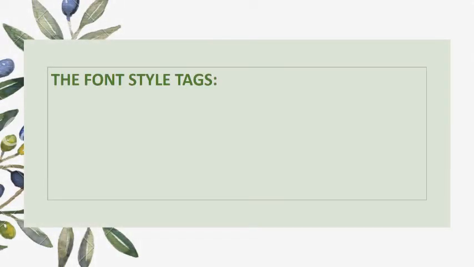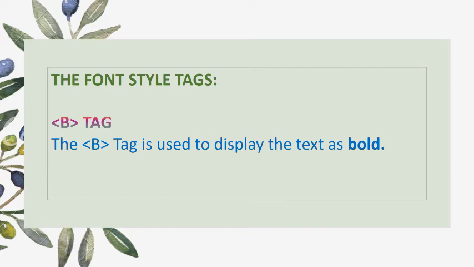The font style tags. These tags change the appearance of text. They are also known as physical markup tags. B tag. The B tag is used to display the text as bold. When you want to emphasize the text, type the text within opening B and closing B tags. The syntax you can see here.